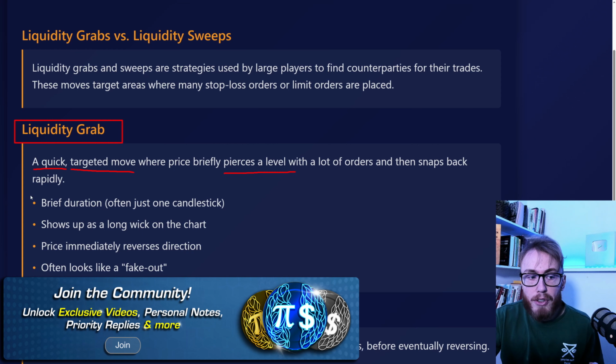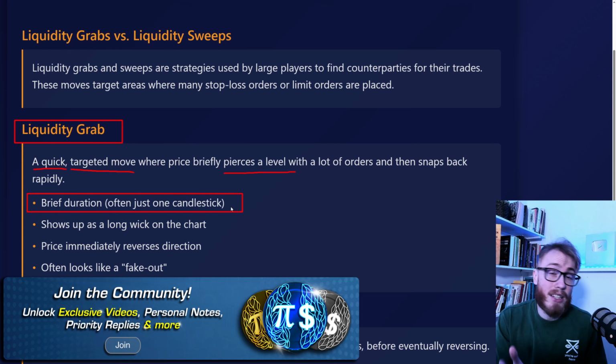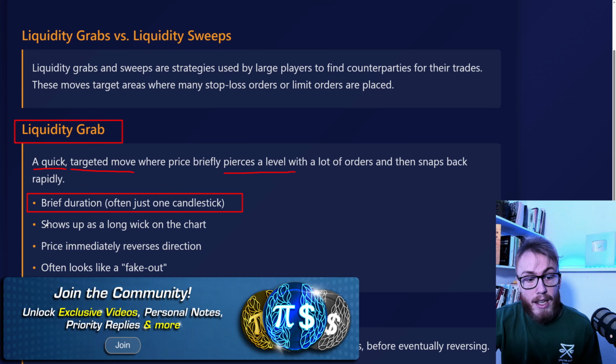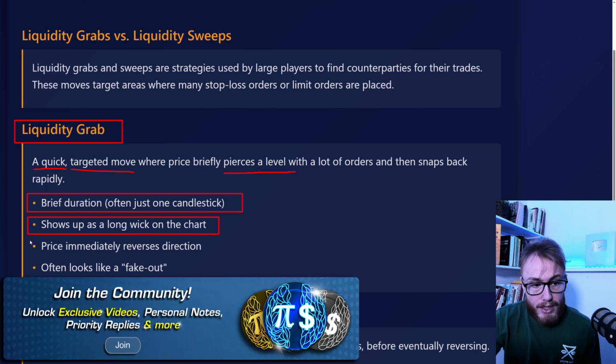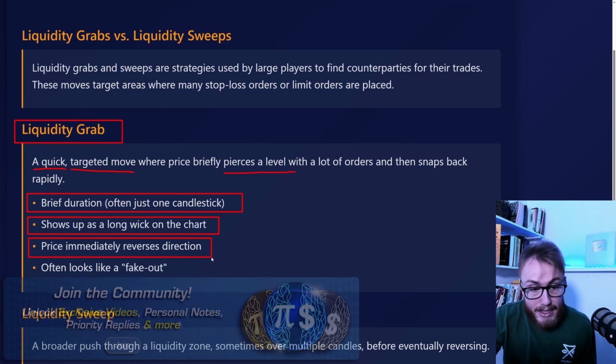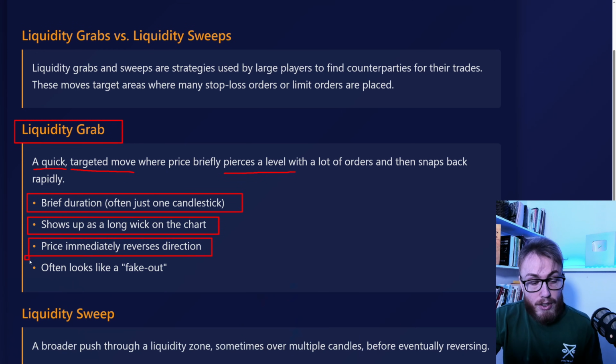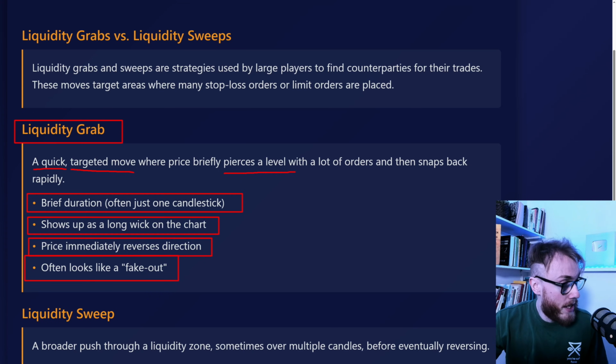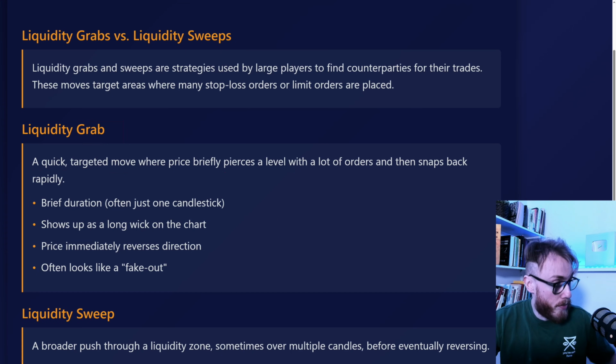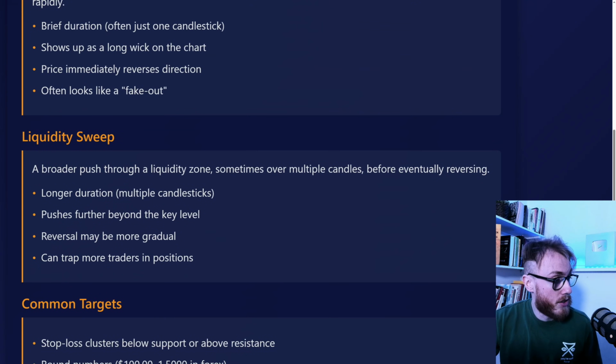So what we're looking out for here is, first of all, brief duration. So it's usually just one candlestick and usually just a wick above a support or resistance level. As you can see here, it shows up as a long wick on the chart, and price immediately reverses direction. It often also looks like, or is called, a fake out. So very soon we will take a look at an example of how to trade the liquidity grab step by step, where to set your profit target, where to set your stop loss, and so on and so on.